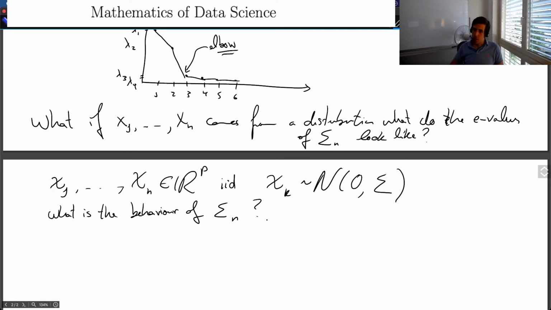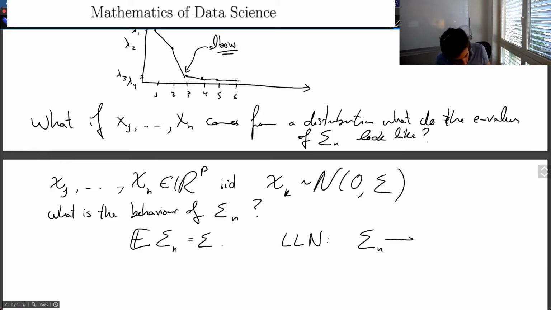Now, let's see. We know that the expected value of sigma n is equal to sigma. So even just by the law of large numbers, we know that sigma n, as n grows, should be going to sigma. Indeed, as n goes to infinity, we expect this to happen. So this doesn't seem so interesting, right? Basically, the behavior of the eigenvalues of sigma n is just the behavior of the eigenvalues of sigma.